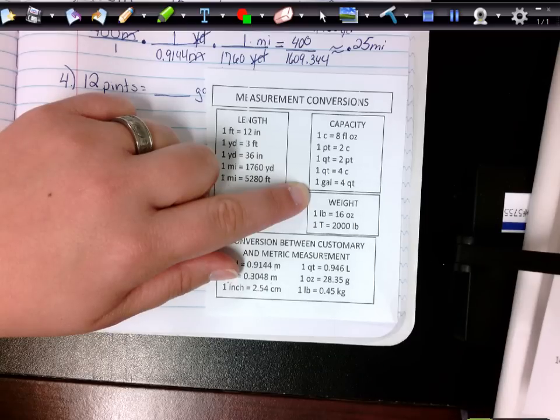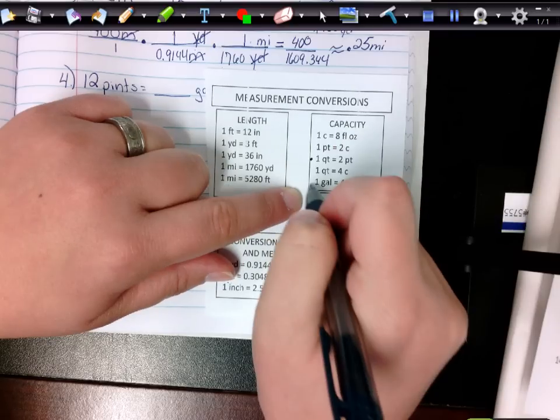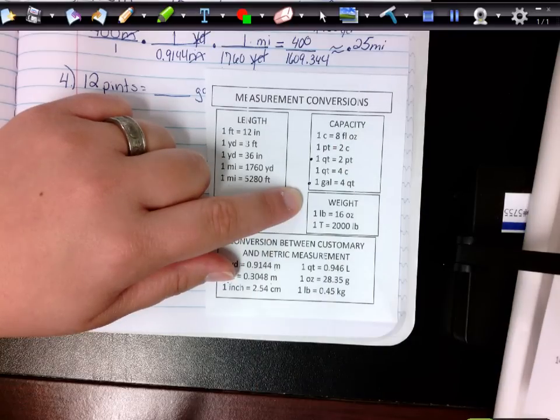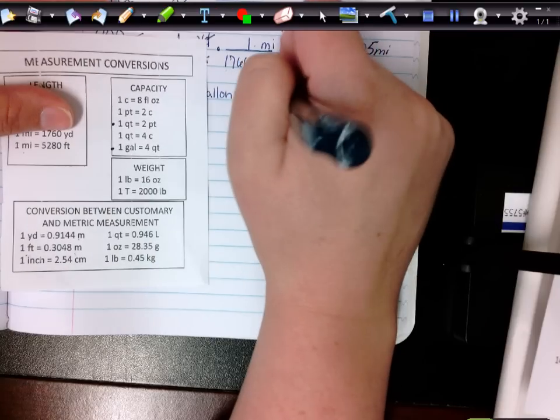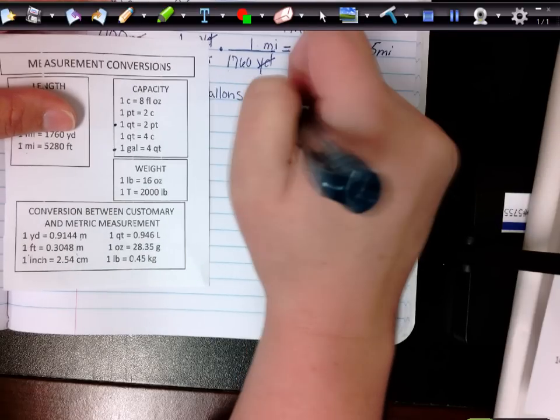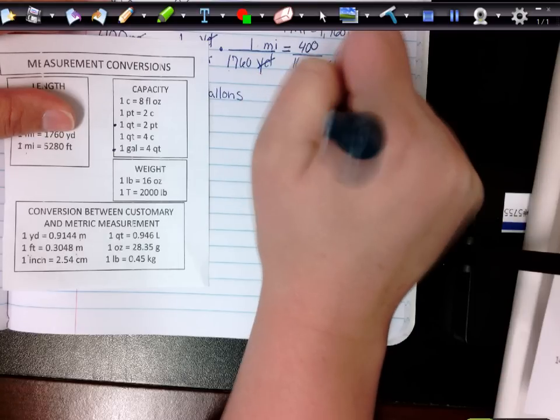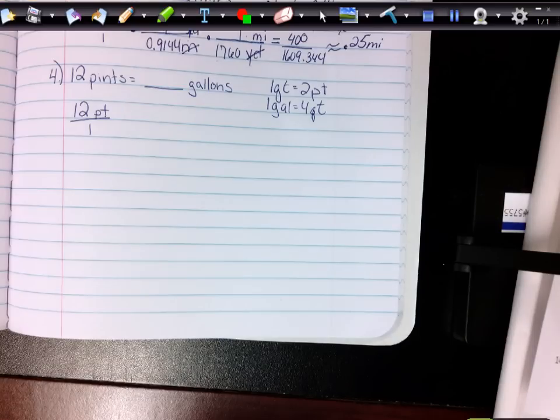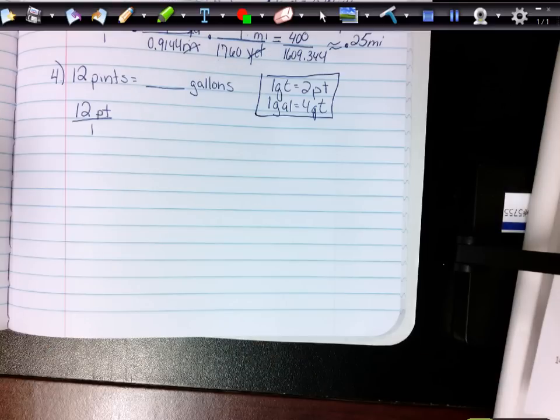So I'm going to write down both of those conversions. I'm going to write down my pints to quarts and my quarts to gallons on the right hand side of my sheet so I know what I'm using. 1 quart equals 2 pints, and 1 gallon equals 4 quarts. So those are my two conversions that I'm going to be using.